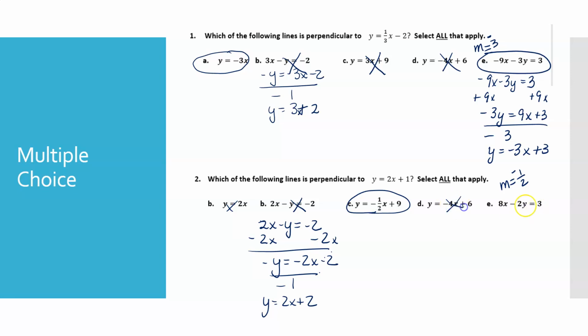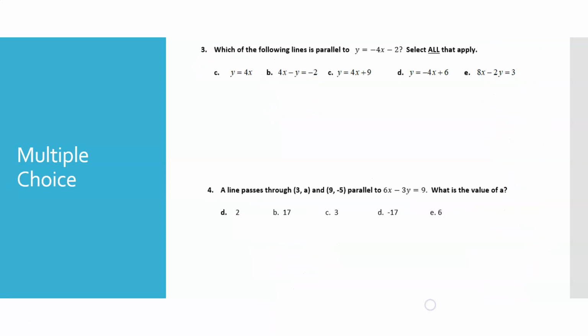This one has negative 4. If we rearrange the last one, we're going to subtract 8x. So I have negative 2y equals negative 8x plus 3. If I divide by negative 2, I have y equals 4x minus 3/2. So this is no. All right, moving on along.